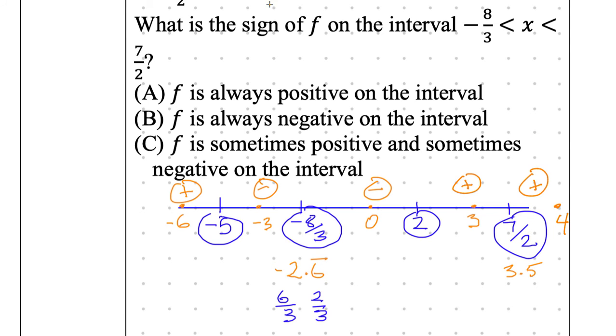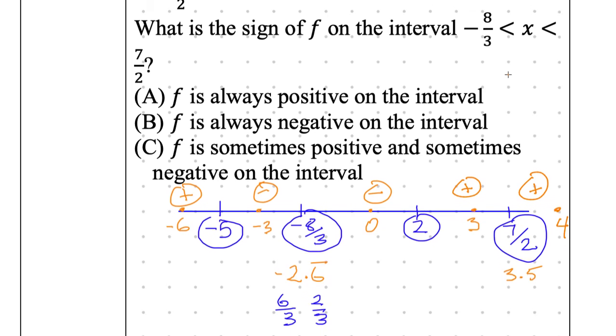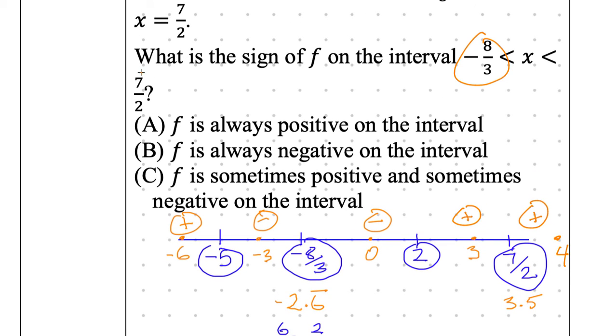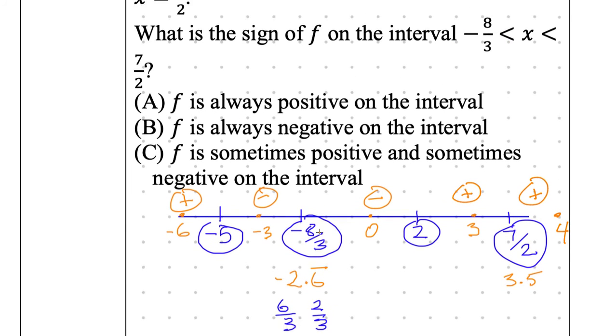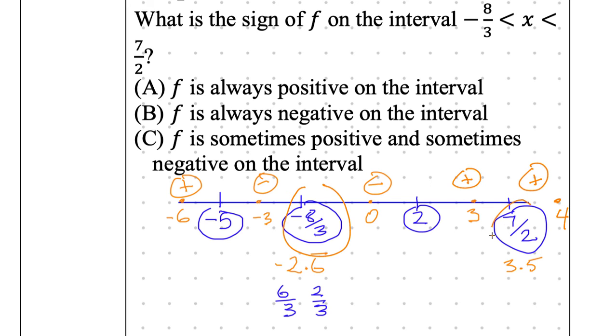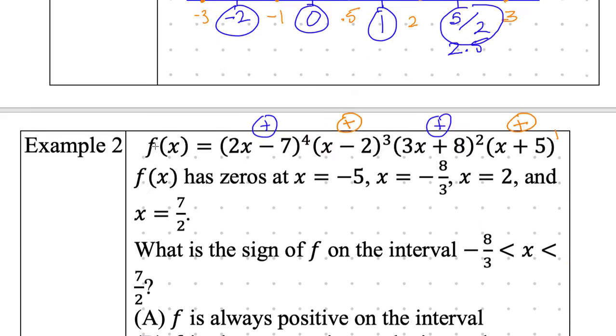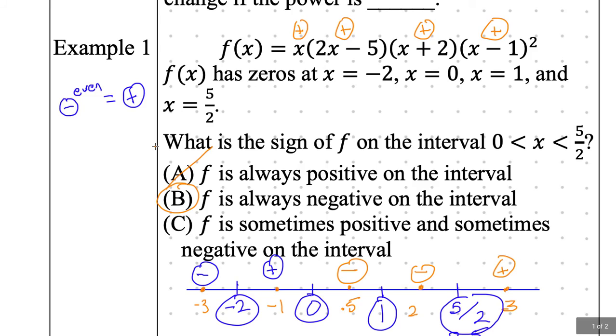Let's look at the question. The question is asking between -8/3 and 7/2. Between -8/3 and 7/2. These 2 signs right here and here, what are they? They switch. It is sometimes positive and sometimes negative for our final answer of C. And we are not done because I want to show you the shortcut. Did anyone figure out the shortcut before I begin?